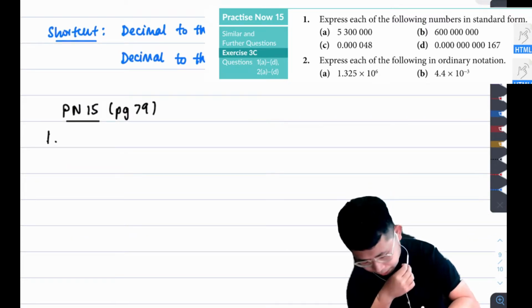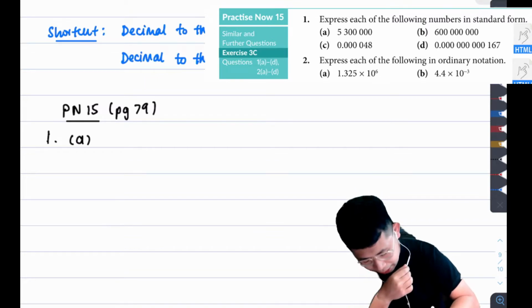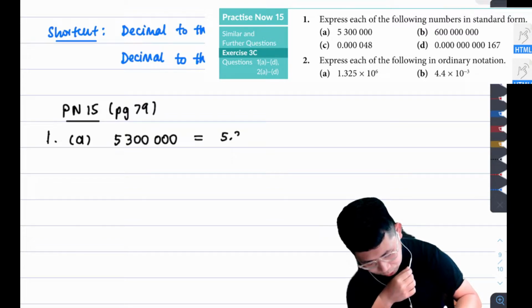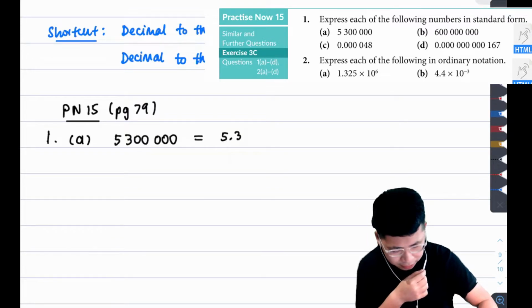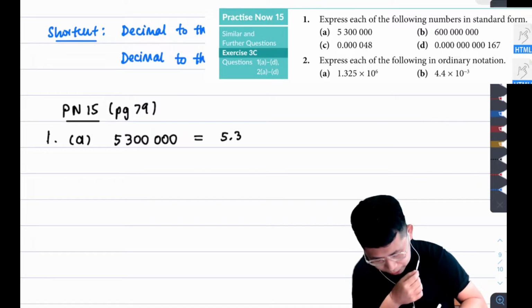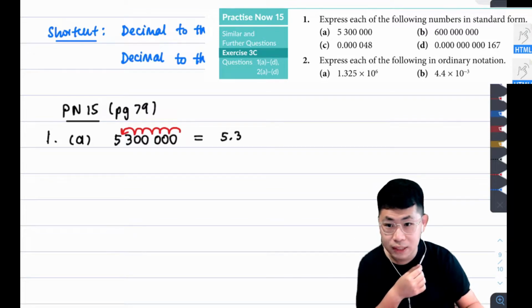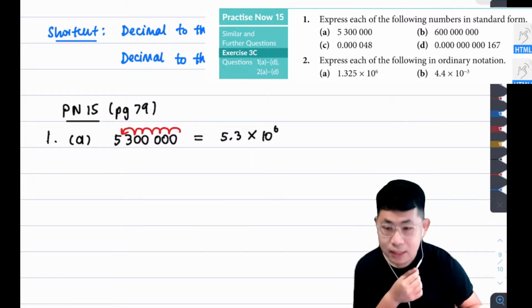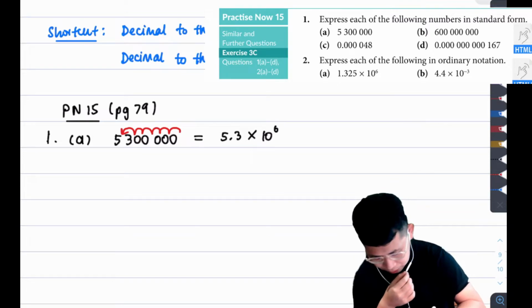Let us convert numbers into standard form. So we have 5300000. So this would be 5.3, and you see that my decimal point is behind 3. So how many steps do I need to move my decimal place? I need to move 1, 2, 3, 4, 5, 6 steps. I need to move 6 steps over here. Okay, so over here will be 10 to the power of 6. A very quick way to do so.